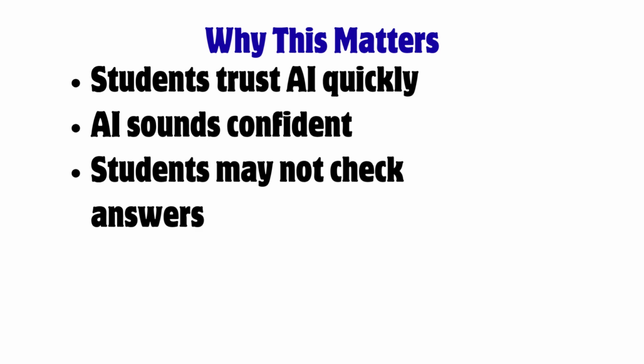Based on our needs assessment, one of the biggest concerns is that students tend to trust AI immediately. Because AI responses sound confident, students often assume that the information they're seeing is correct without checking it. This creates a gap in critical thinking that we want to address through simple and structured instruction.